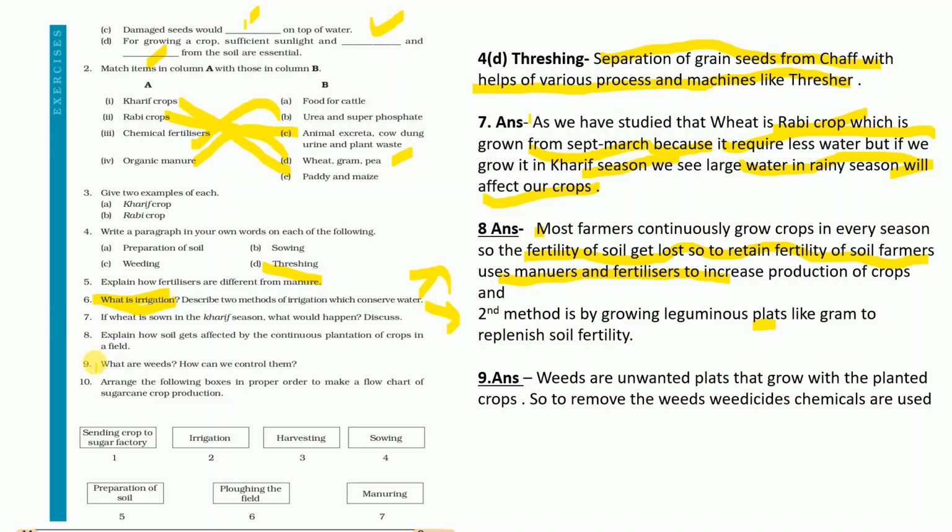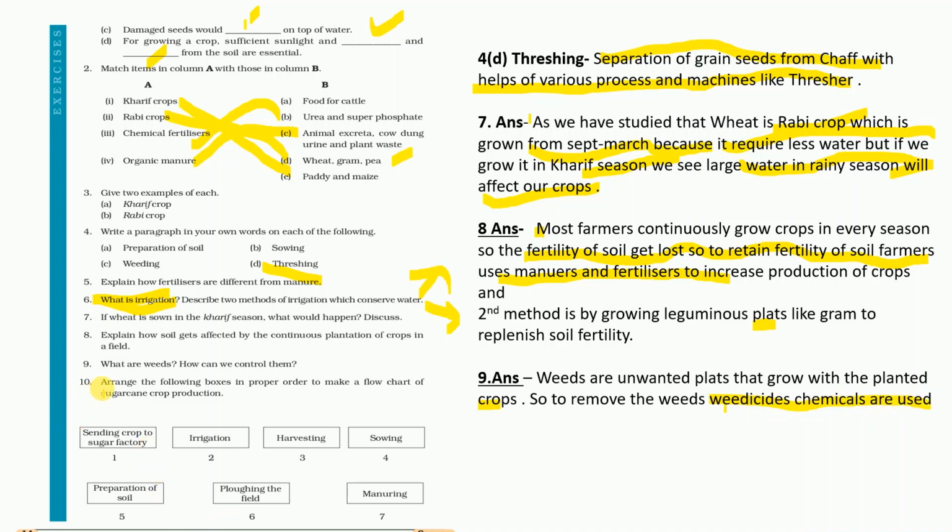And now the 9th question, what are weeds and how can we control them? Weeds are unwanted plants that grow with the planted crops. To remove the weeds, we use chemicals called weedicides.